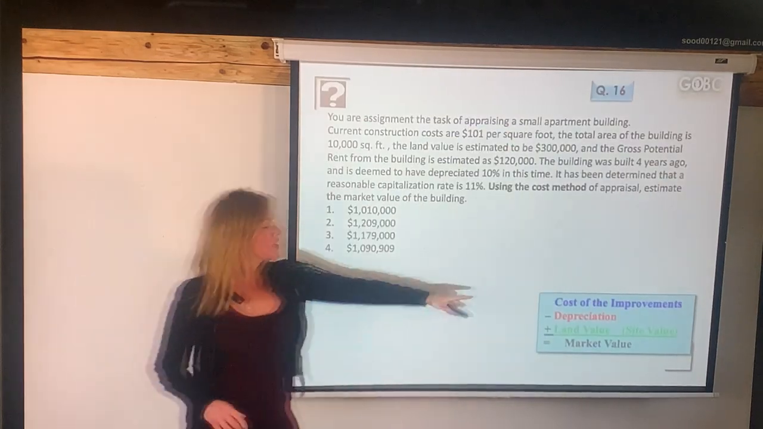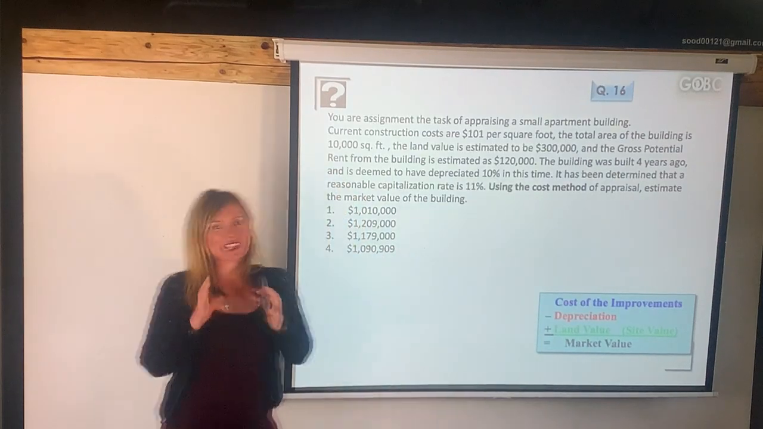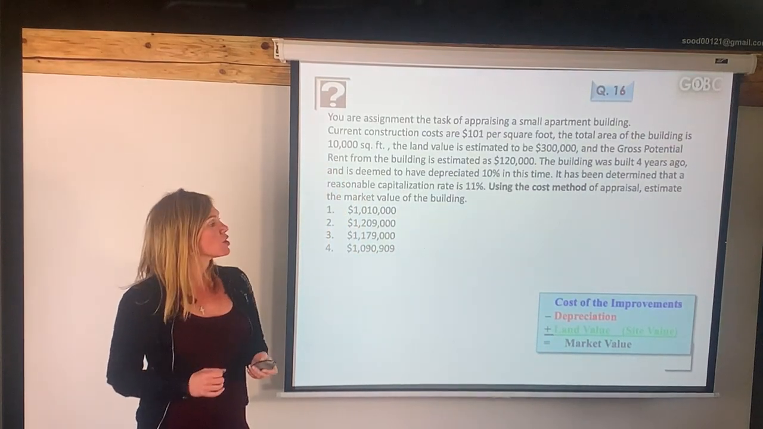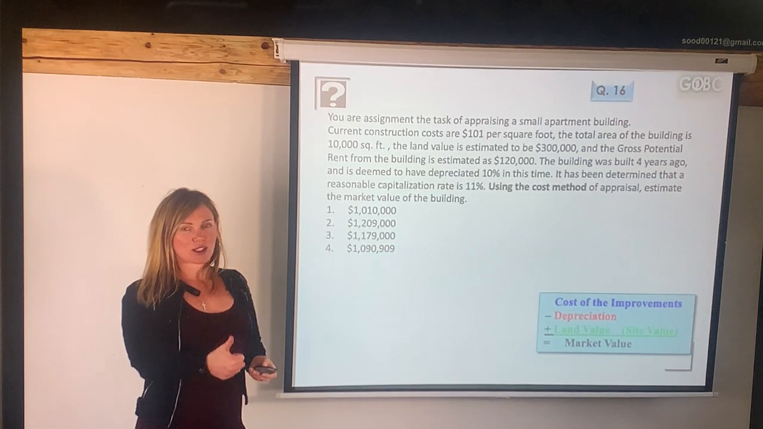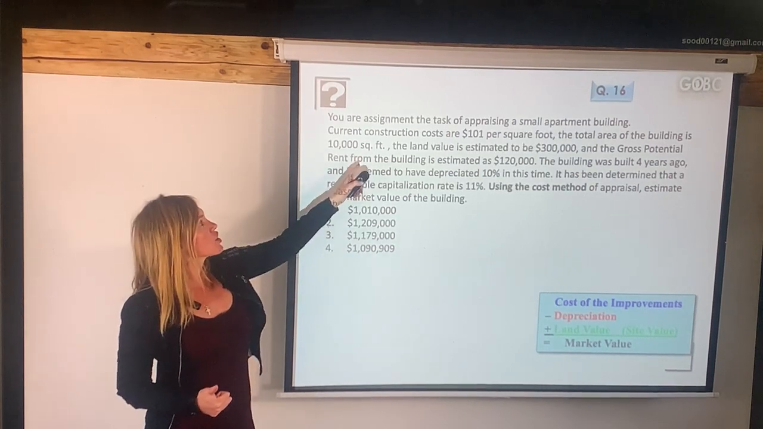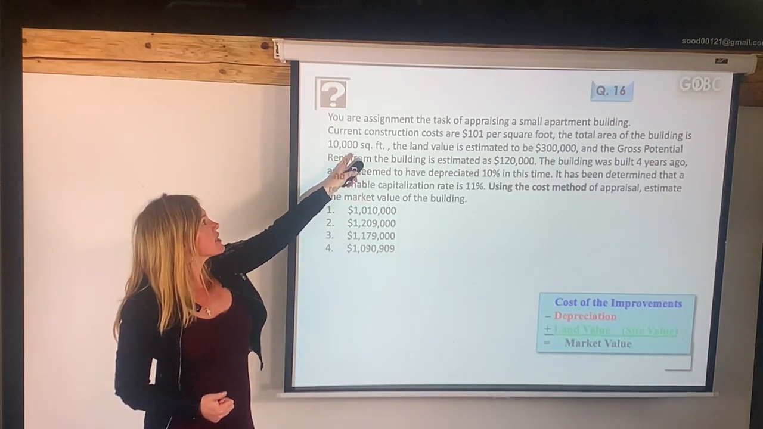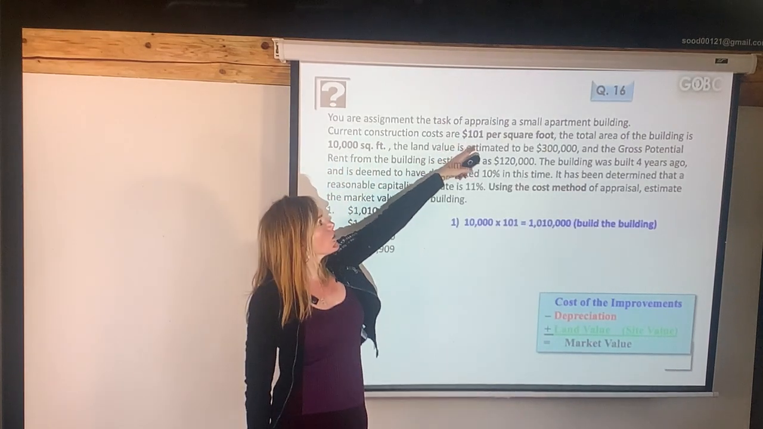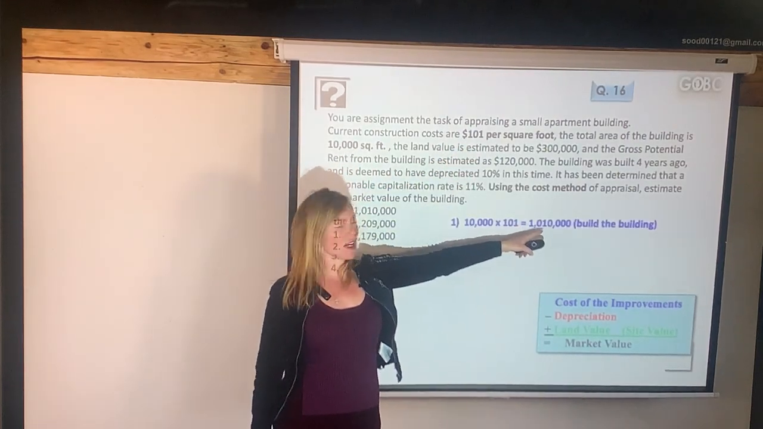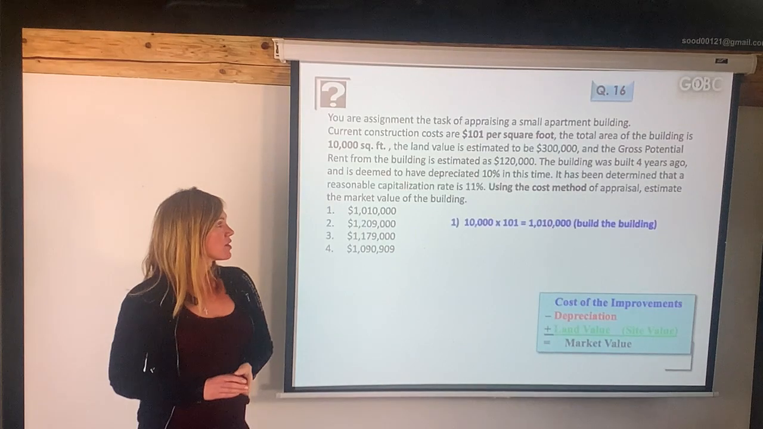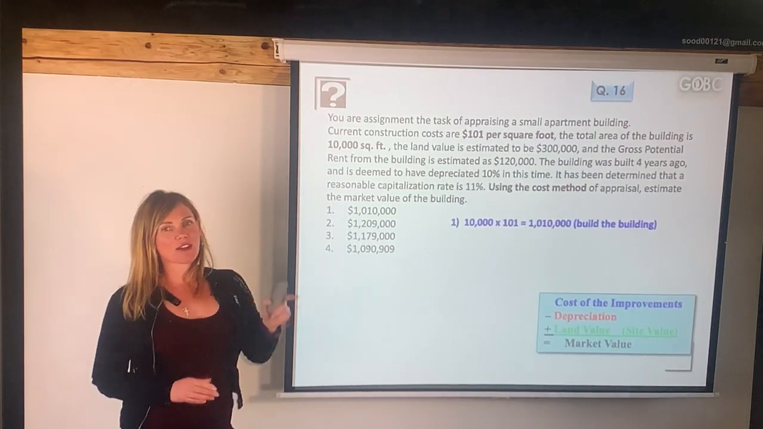So how do we find the cost of improvements in this question? It is not telling you how much, you have to figure that out. How do we figure out? You look at the cost, right? Square footage of the building, and then you look how much they charge per square foot. So in this case, I see that they have 10,000 square foot, and they charge $101 per square foot. So this is how I can find how much the building is worth, right? How much is the cost of the building? So 1,010,000. If you want to do math, just write it down.